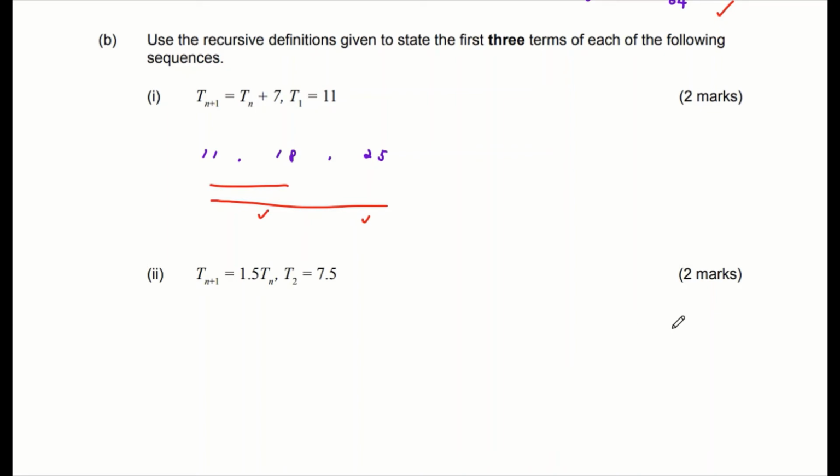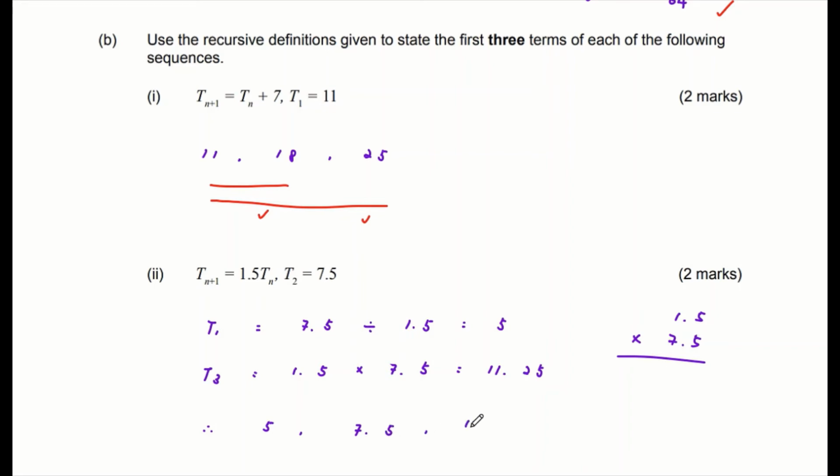It's like some mental calculation or some working that you need to do. If you really do not know the answer, then you might need to calculate it like how you do your normal multiplication. So when you use 7.5 divided by 1.5, you should be able to get your first term. So you can get 5. Then for your T3, it's going to be 1.5 multiplied by 7.5, so from here you can get 11.25. You can write down the working. Then the first three terms are 5, then 7.5, and after that, 11.25.